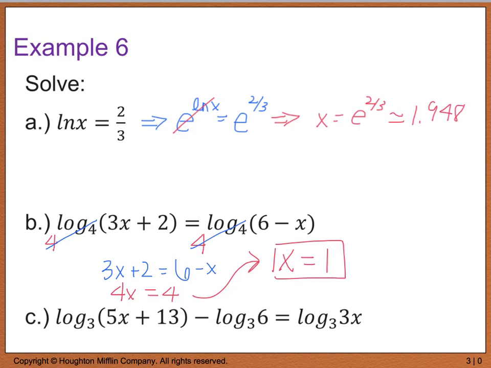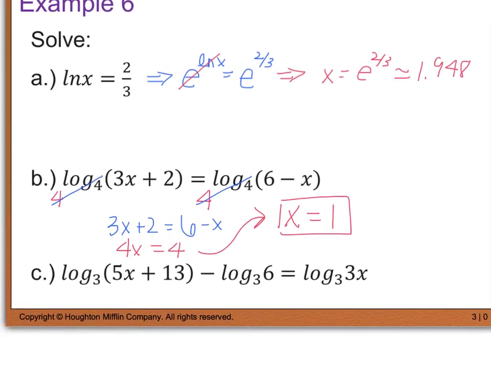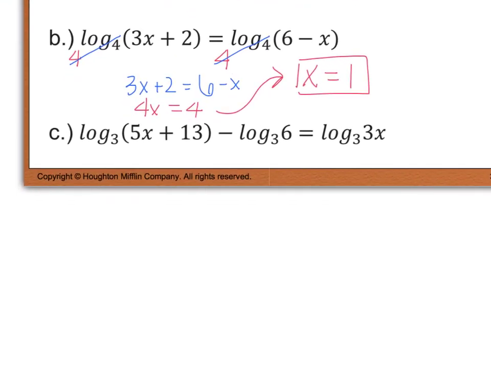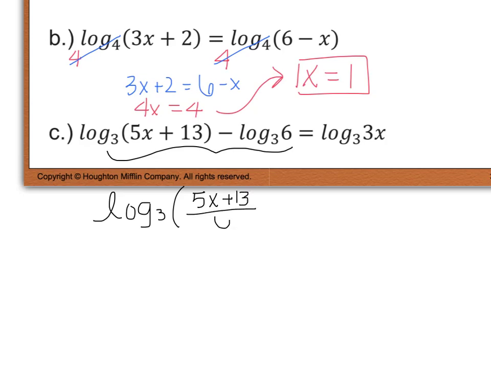Similar to part B, we have part C. Part C, we have log base 3's and everything. Now the only difference with part C versus B is we do have a subtraction of logs of the same base. So I can really rewrite that as the log base 3 of 5x plus 13 divided by 6 equals the log base 3 of 3x.